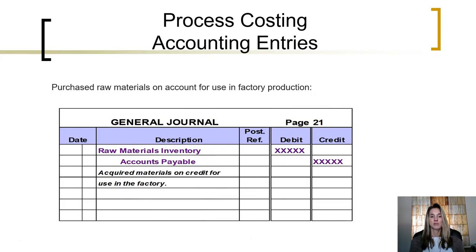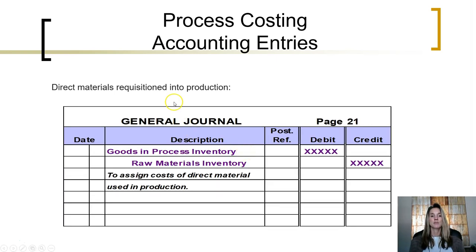When raw materials are purchased on account for use in factory production, we would debit raw materials for the amount of inventory purchased and credit accounts payable. When direct materials are requisitioned into production, we're going to take the cost of those materials out of the raw materials inventory account with a credit, and we are going to debit them into the goods in process inventory account.